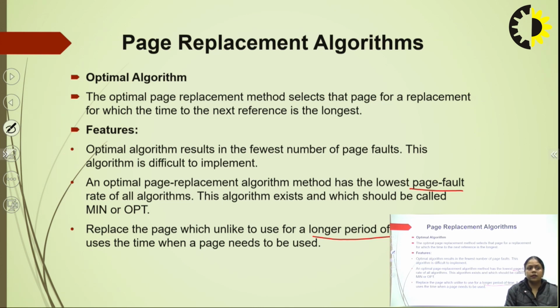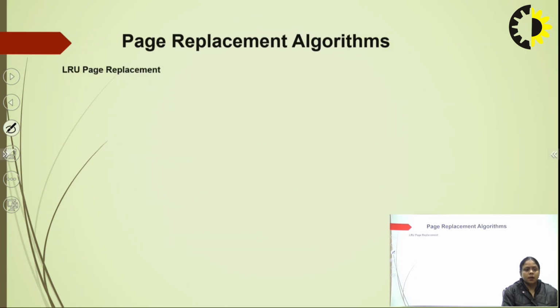Okay? So, in the case of the optimal algorithm, we will check the future possibility. If this page is not going to be used in the future also, then we can replace this page. But this has a limited number of page faults, that is why this is a good algorithm for page replacement in main memory. Now, the next is LRU page replacement.